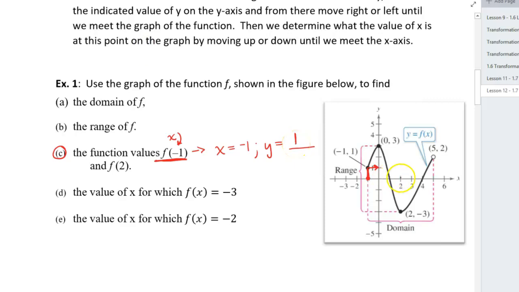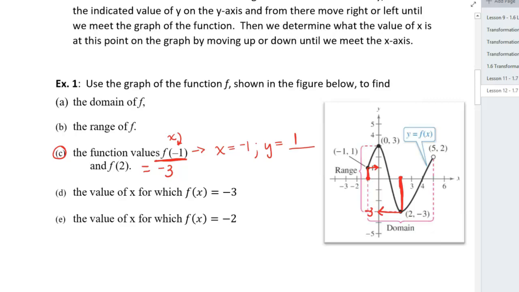F of 2, well, I go over here to 2 on the x-axis. This time I'm going to go down because the graph is below that. And that point is at -3 on the y-axis. So f of 2 is equal to -3.